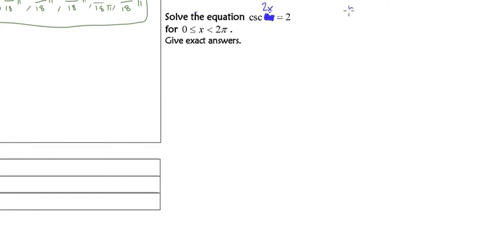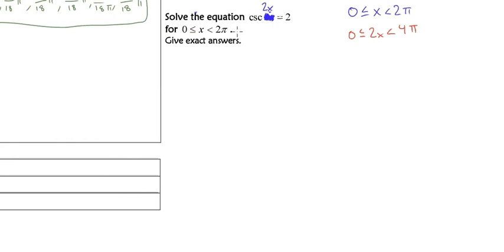So let's write out our domain. 0 is less than or equal to x, which is less than 2 pi. Right now we're dealing with 2x, so multiply everything by 2. So we're dealing with when 0 is less than or equal to 2x, which is less than 4 pi. Well, we need to make sure we go around the unit circle twice to get all of our answers here.